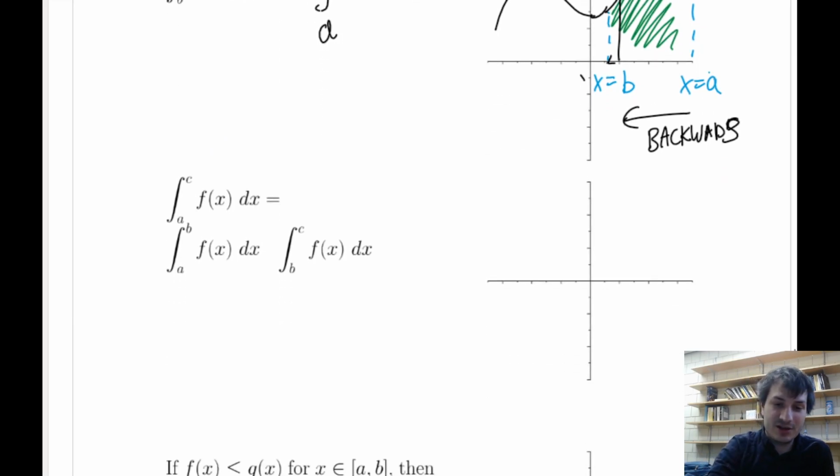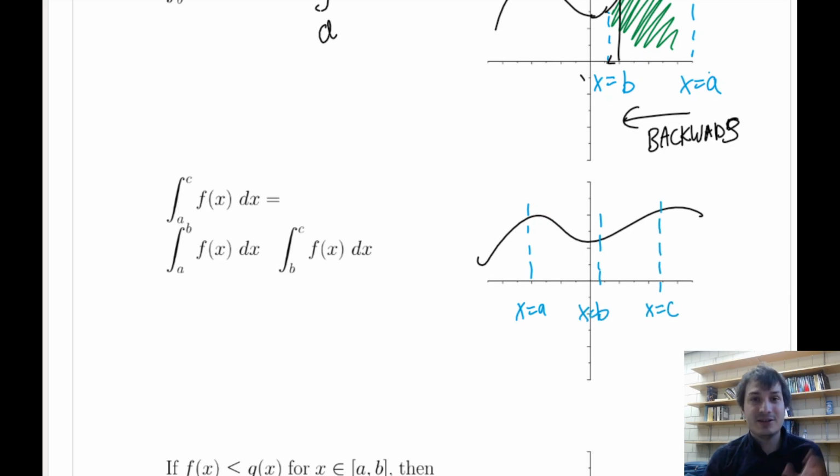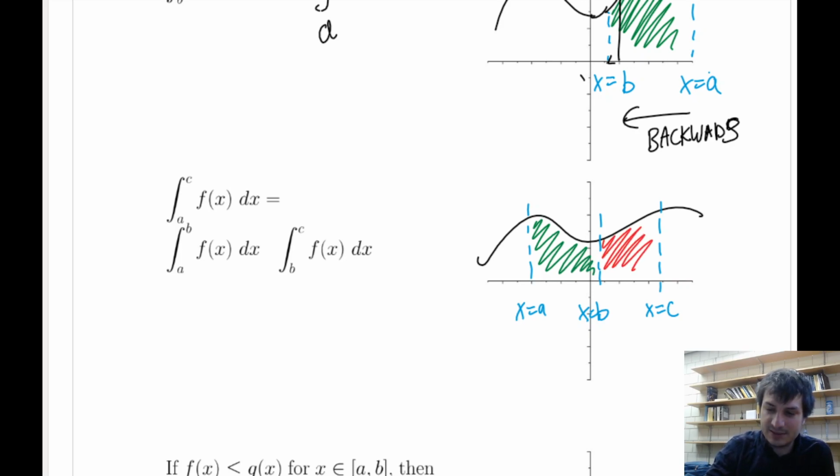Okay, here's another one. What if you have 3 points now? Suppose you have the point x equals a, you've got x equals b, and you've got x equals c. So the fact is, if you want to integrate all the area from a to c, you could first do everything from a to b, and then add it to everything from b to c. So integrals add up in the way you would expect areas to add up.